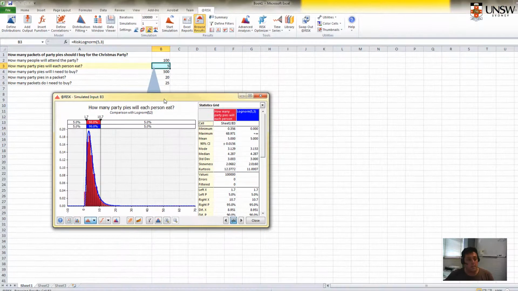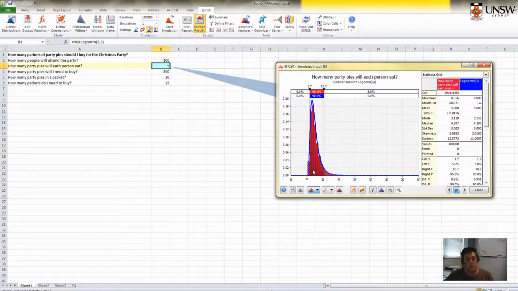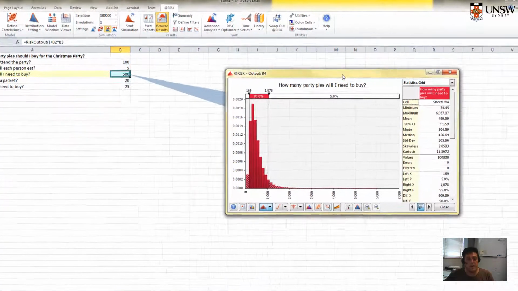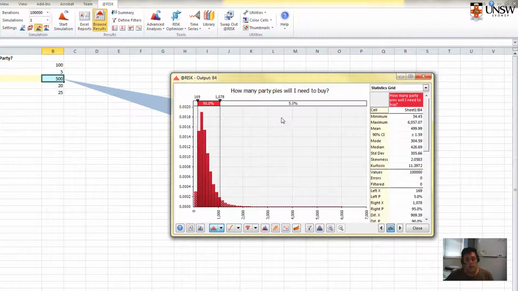Same thing here when I said how many party pies will each person eat. We put in a log normal distribution. I think we had a mean of 5 and we had a standard deviation of 3. Down here, we've calculated how many party pies will I need to buy.